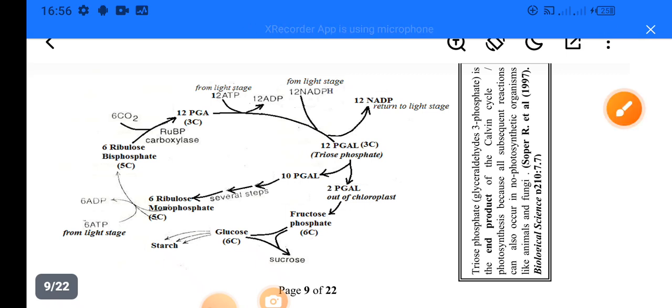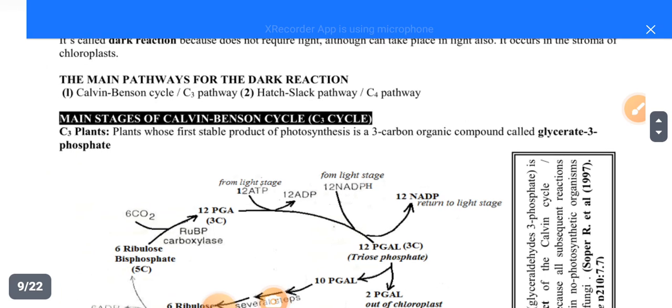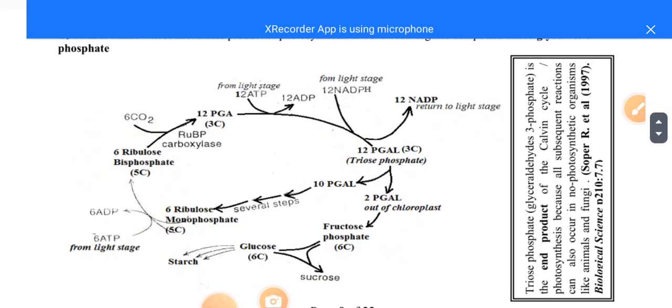So let us continue with our work. Here we are saying that the triose phosphate, in bracket the glyceraldehyde 3-phosphate, is the end product of the Calvin cycle. So this one can come in an objective: which of the following is the end product of the Calvin cycle? We are saying that it is the glyceraldehyde 3-phosphate. We say the Calvin cycle of photosynthesis because all subsequent reactions can also occur in non-photosynthetic organisms like animals and fungi.